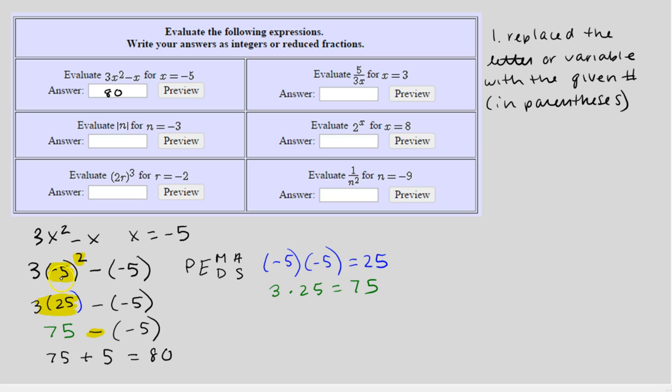And this was important. Here, when we put -5 in parentheses, it was important that we saw that we were squaring the -5. So since x is -5, that's what you want to square. If you didn't put it in parentheses, you might think it was a subtraction sign or something else. Then we evaluated using the order of operations.